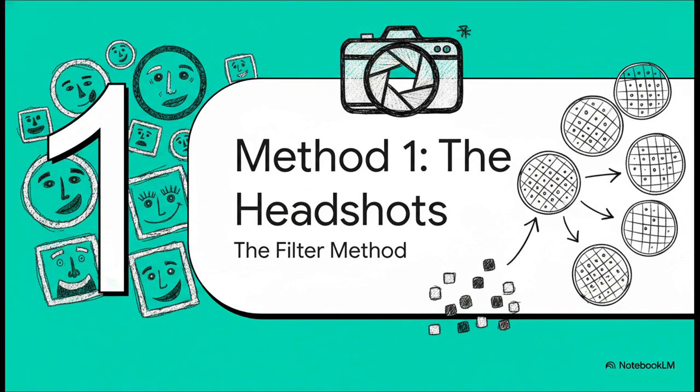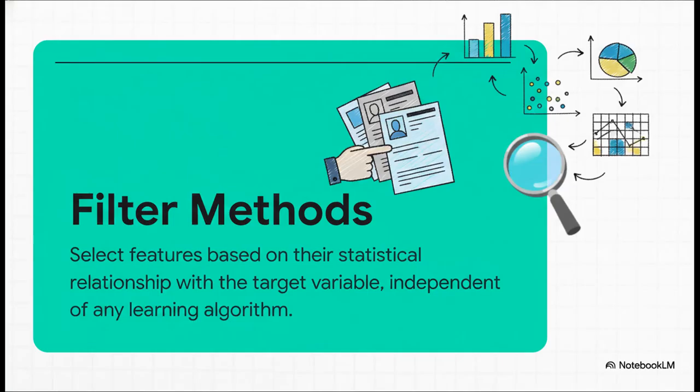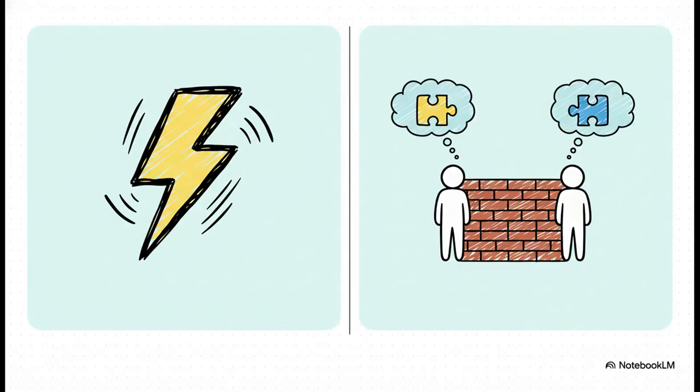Okay, first up is what I like to call the headshots approach. The more formal name for this is the filter method. Think of this as your very first round of casting. So how do filter methods work? Well, they look at the basic stats of each feature and see how it relates to what you're trying to predict. And the key thing to remember is this is all done before you even start training your model. It's just like a casting director quickly sorting through a giant pile of headshots and resumes, just looking for some basic qualifications.